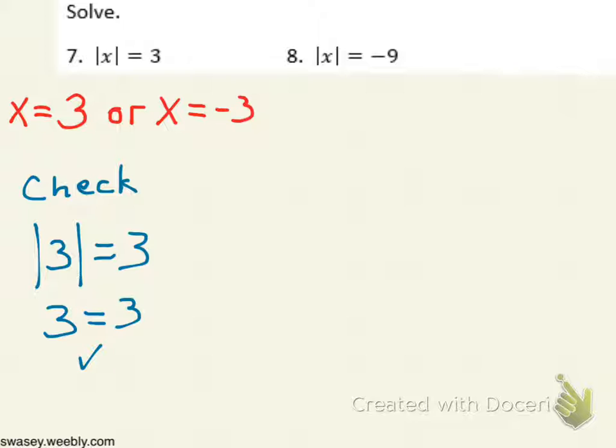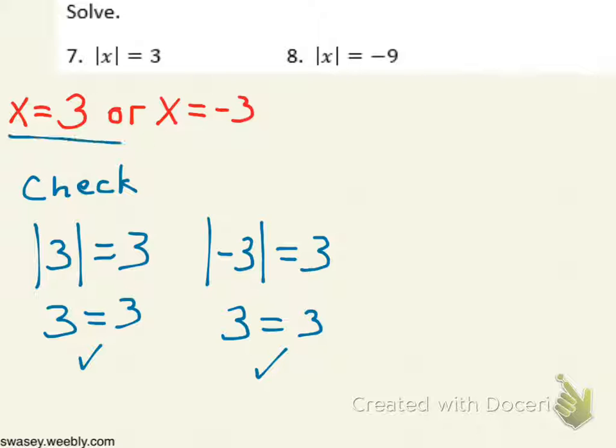If we check the other solution, absolute value of negative 3. Absolute value of negative 3 is also 3. It's also 3 units away from 0 on the number line. So we have 2 solutions.